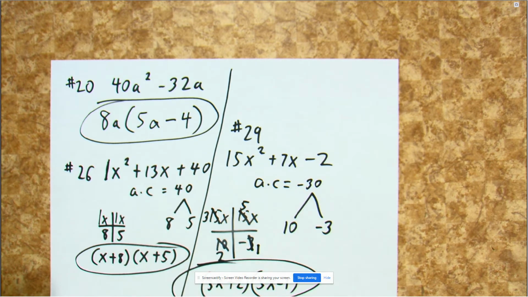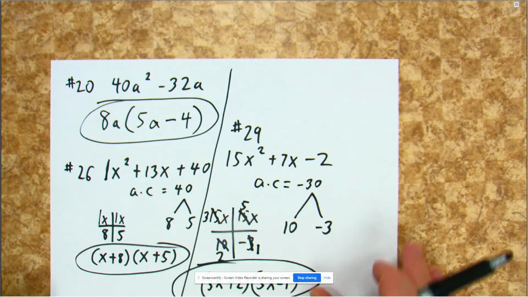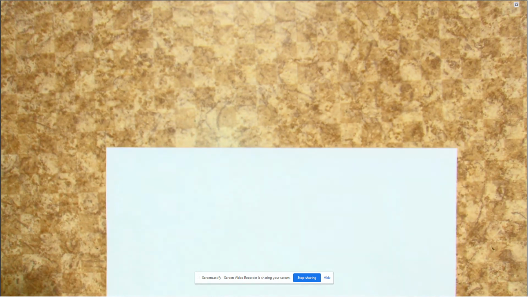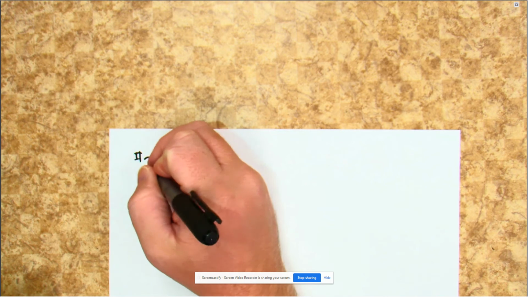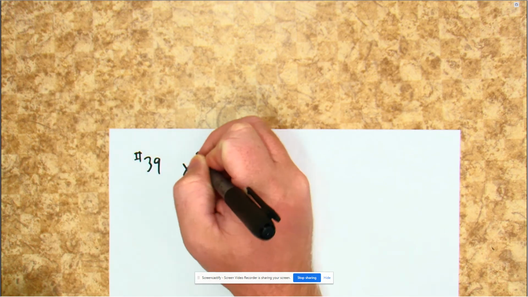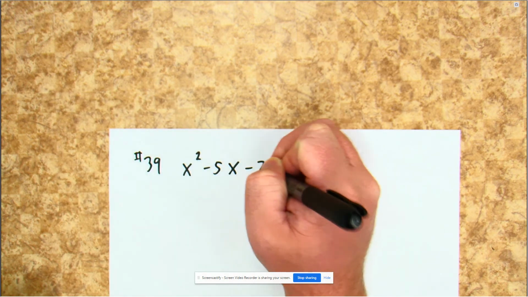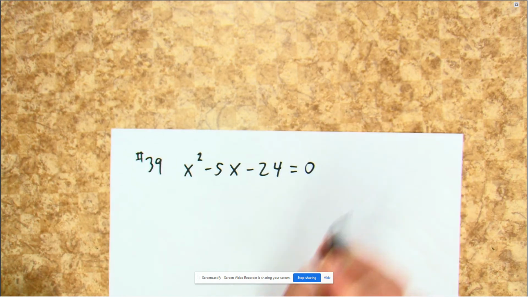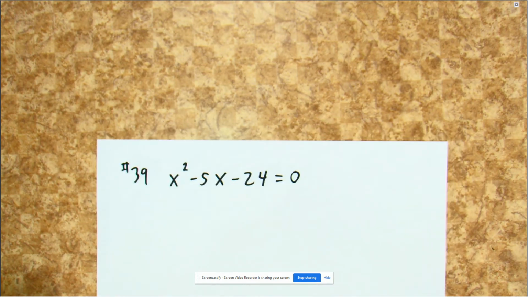Now, for the remaining problems, you did have to solve, meaning you did have to get x by itself. You had to go a little bit farther than what those original problems were asking for. Number 39, I'll write this down, gave you x squared minus 5x minus 24 equals 0. Now that problem already was equal to 0, so you don't have to change anything there. But they wanted you to solve it.